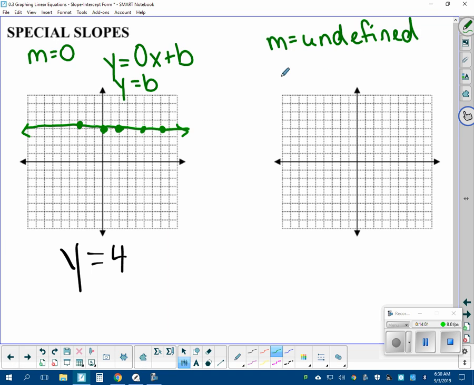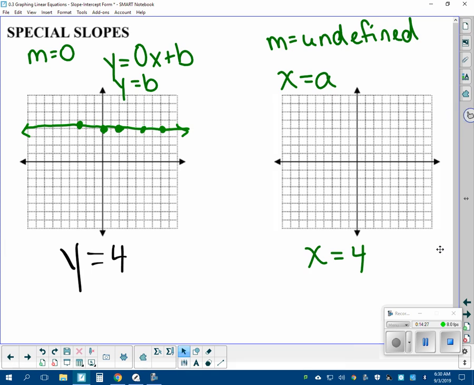Okay, and this has a tricky equation that looks like x equals some number. I'm going to call it a because it's not your y-intercept. It's also not your slope. Your slope is undefined. How do you get an undefined slope? That's from a vertical line. Okay, so let's say this time it's x equals 4. Well, where are the x values all 4?